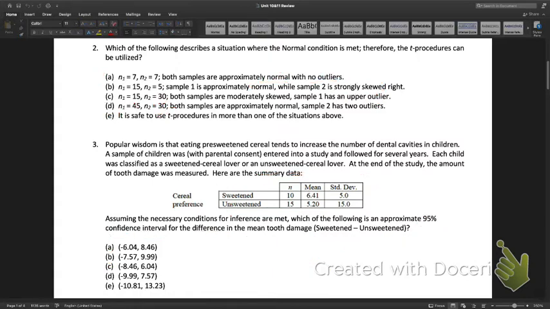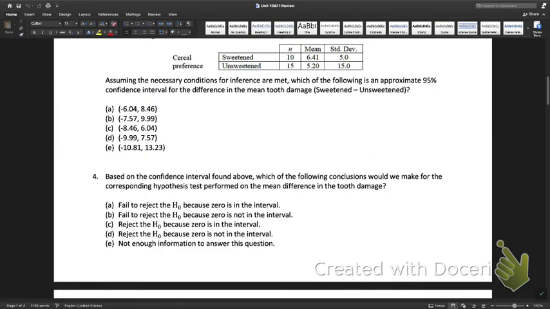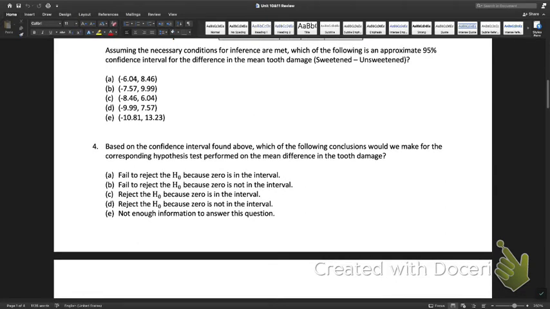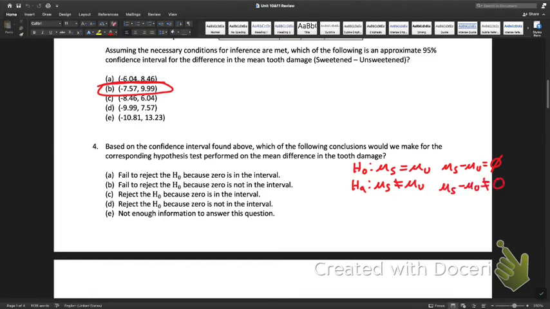All right, let's look at number 4. Number 4 says, based on that confidence interval, so again, let's remind ourselves we had this confidence interval right here. Based on that confidence interval found above, which of the following conclusions would we make for the corresponding hypothesis test performed on the mean difference? All right, so remember for the hypothesis test, basically what that would be is we would have a null hypothesis that the mean for sweetened equals the mean for unsweetened against an alternative that the mean for sweetened does not equal or is different than the mean for unsweetened. So that means that we are looking at mean of sweet minus mean of unsweet equals 0 compared to mean of sweet minus mean of unsweet does not equal 0.